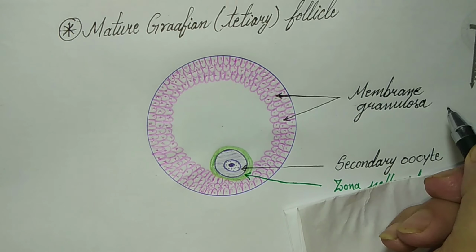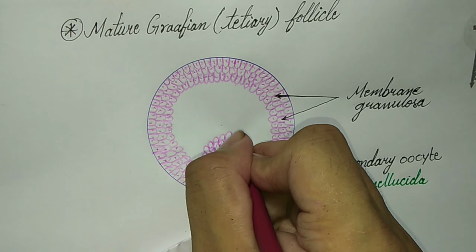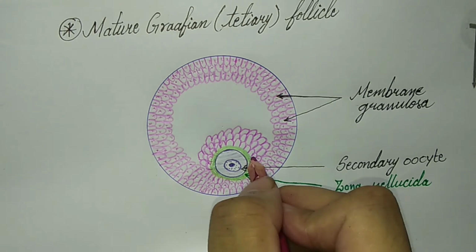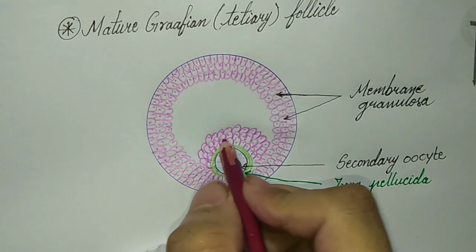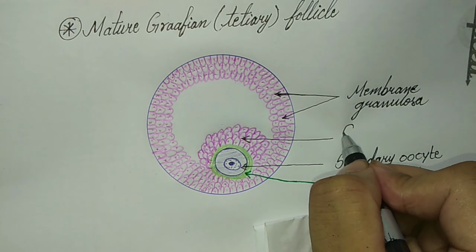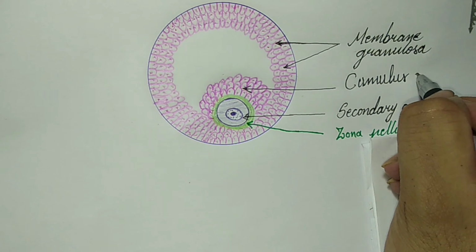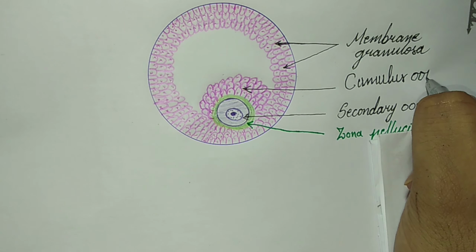Here the membrana granulosa. Here the layer of corona radiata and a layer of cumulus oophorus is there. This one is the structure of the cumulus oophorus.